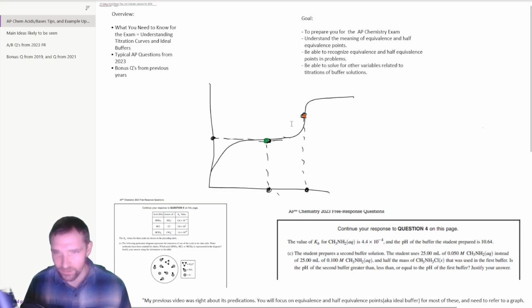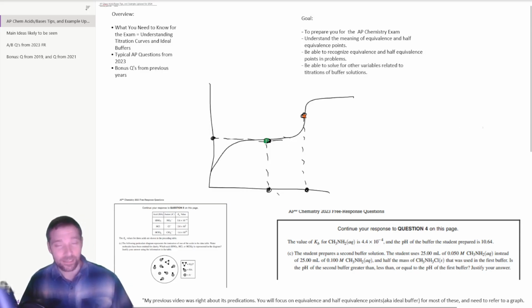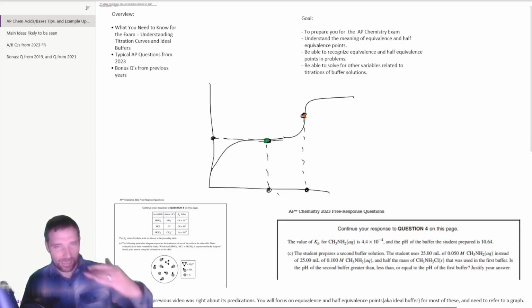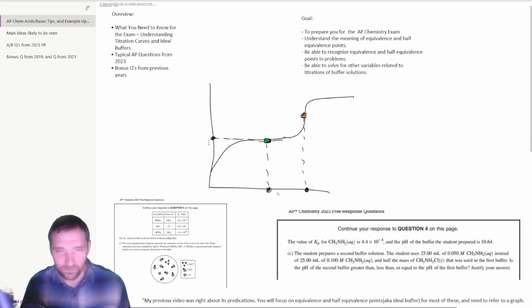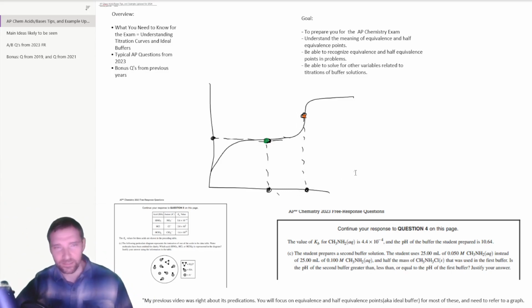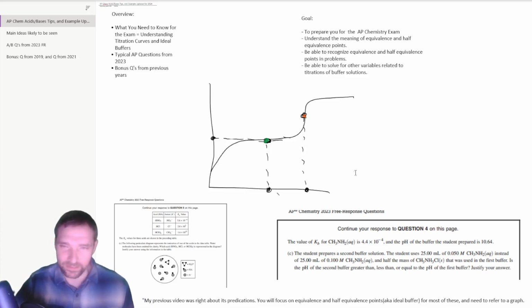There's 2 points that you really need to know. You need to know how to recognize the equivalence and the half equivalence point, and you need to know the significance of the x and the y axes when you're at those points. So you really need to be able to solve, especially with the half equivalence point, know what this is, as well as know what these volumes mean in the problems. So I'll clarify that in a little drawing and some notes. Then we'll actually do some example problems.